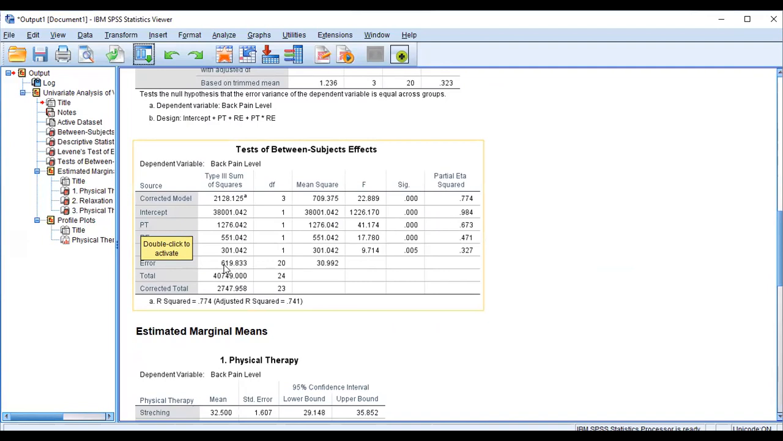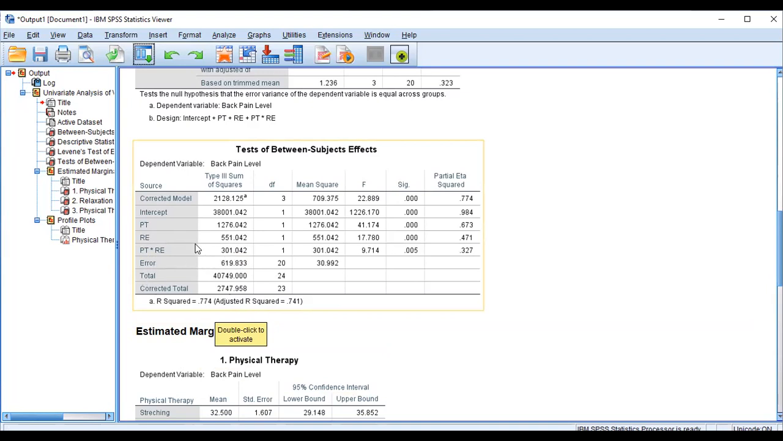Divided by the sum of this value, 1276.042 plus 619.833. So when I do the calculation, I'll get the value. Similarly, I want to find the effect size for RE, that is reduction exercise. So in the numerator, I'll have the value 551.042. In the denominator, I'll have the value 551.042 divided by 619.833, which is the error value.